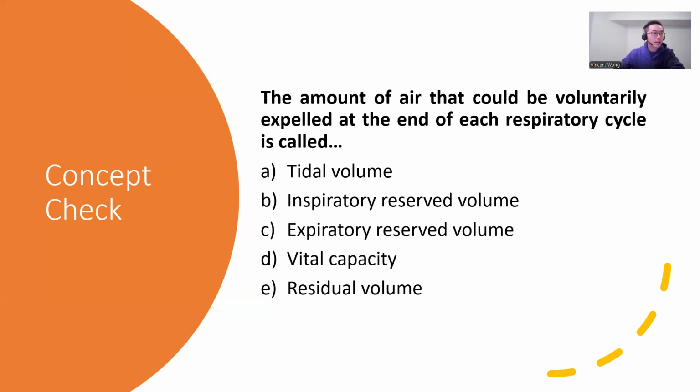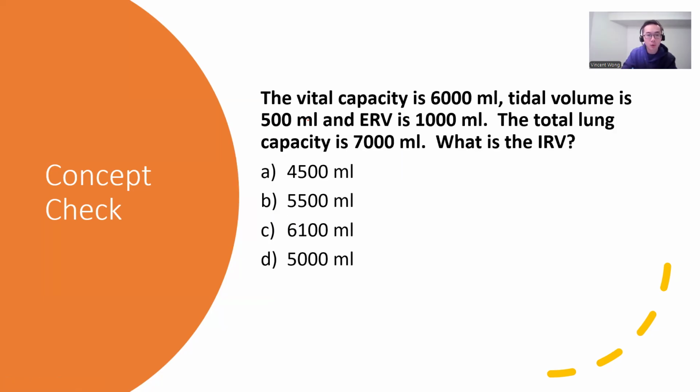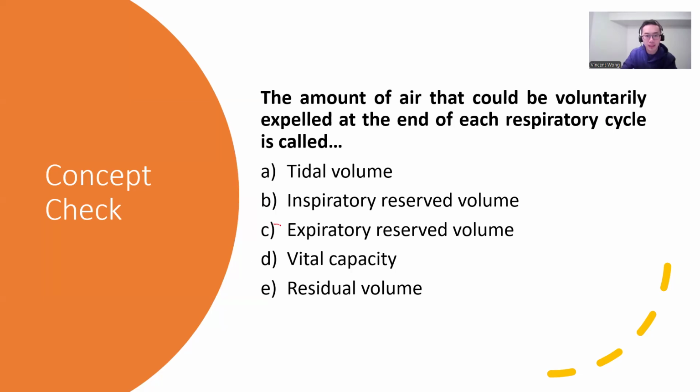Okay, I get my usual few responses here. The amount of air that could be voluntarily expelled at the end of each respiratory cycle, that would be the expiratory reserve volume. It's how much you can breathe out. Voluntarily expel. Expel means getting rid of, right? That would be expiratory reserve volume.